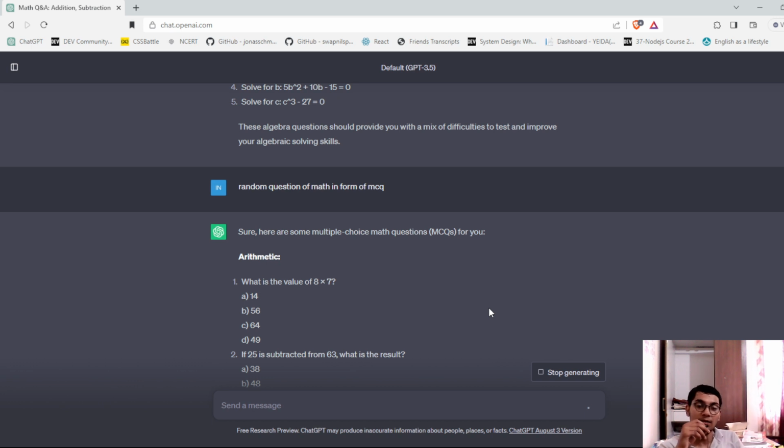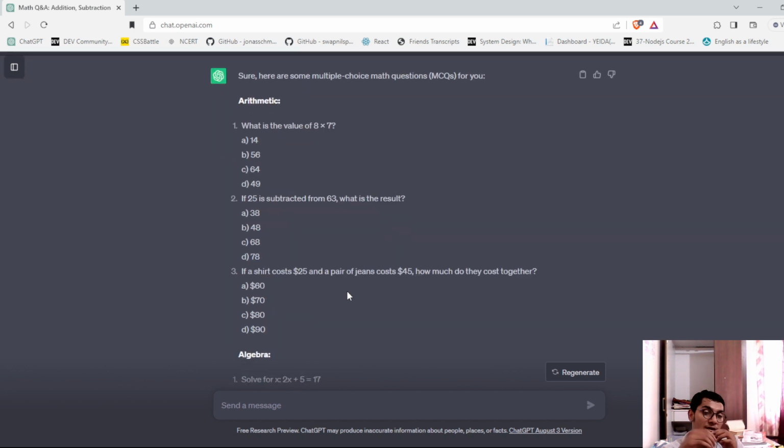Arithmetic part: what will be the value of 87 - 56? It's so simple. If 25 is subtracted from 63, what will be the result? 63, 53, 43, and then going to 38. Simple, 38 will be the answer. Option A will be correct.